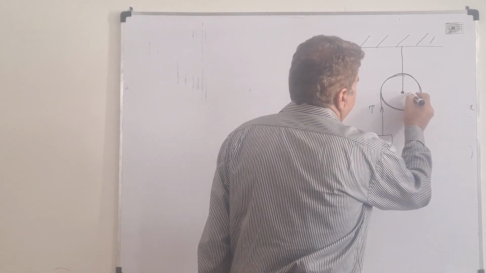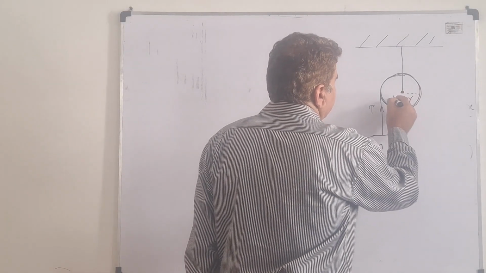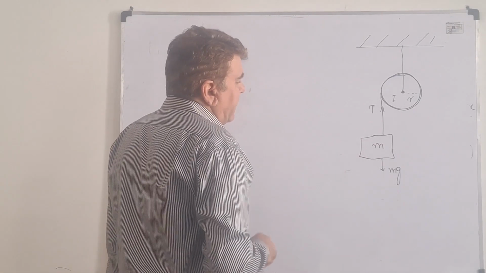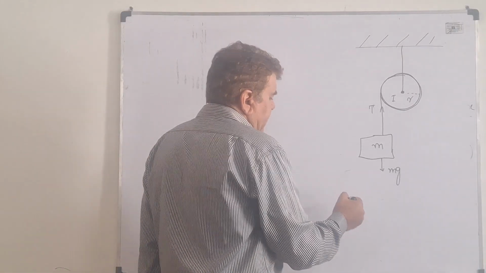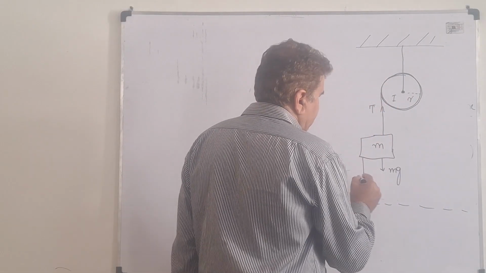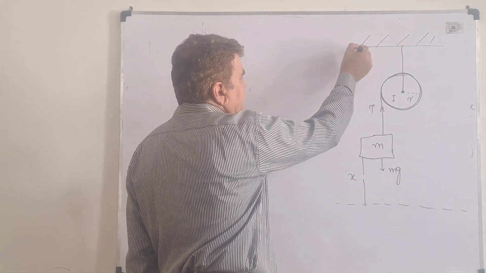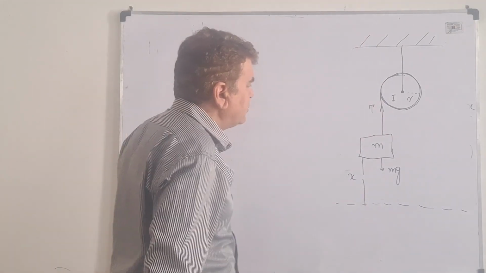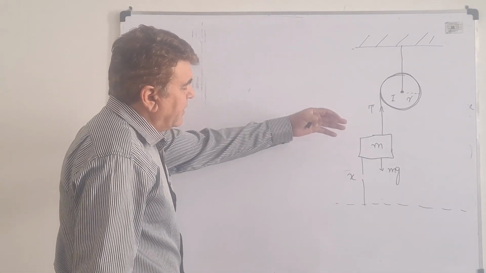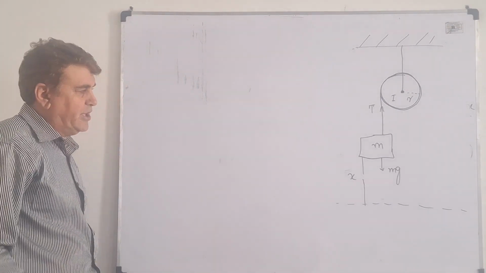So I suppose that the radius of the pulley is r, and the moment of inertia of the pulley is I. Now, I can take a reference level, either the ground as a reference level, and locate the position of the mass with respect to the ground to be x at any time t, or I can take the support as my reference level and consider the position with respect to the support, whichever way it may be. That doesn't make any difference. You can take the position of the particle with reference to the ground or with reference to the support. That doesn't change any equation.